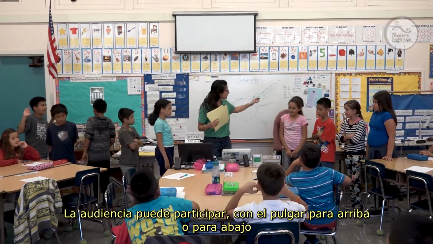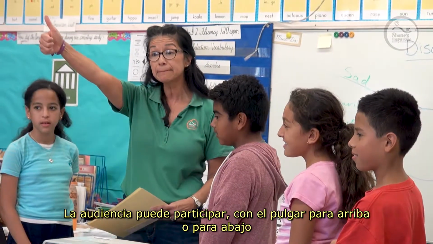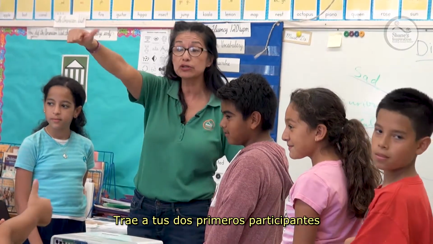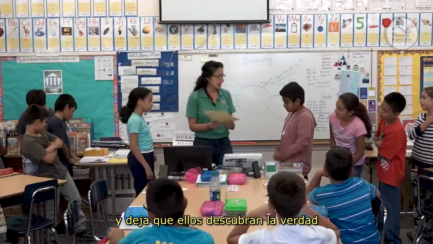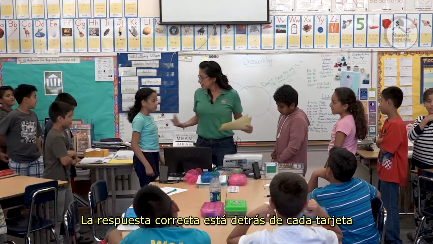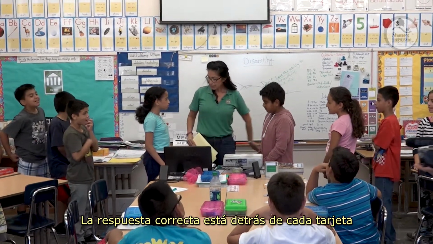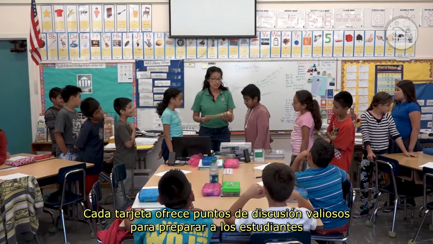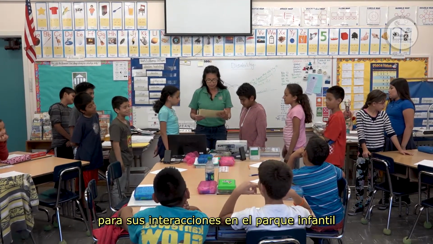The audience gets to weigh in with a thumbs up or a thumbs down. Bring your first 2 contestants up and let them sort out the truth. The answer to each statement is on the back of the card. Each card provides valuable talking points to prepare students for their interactions on the playground.